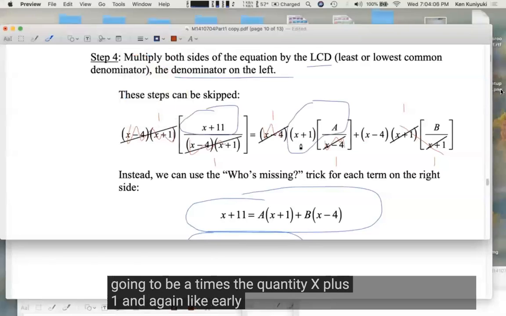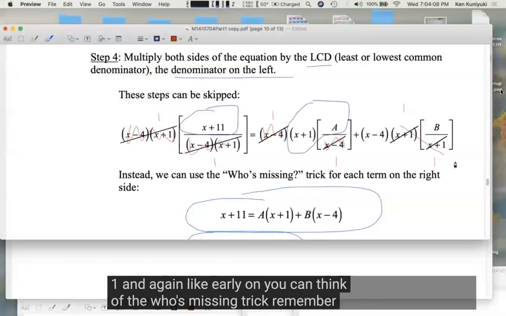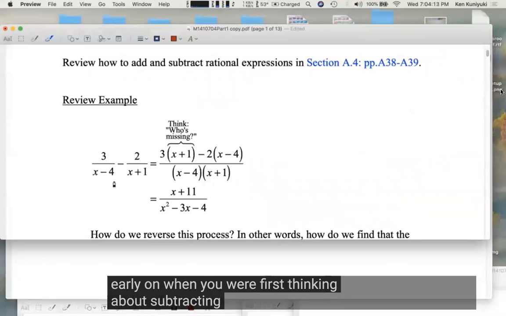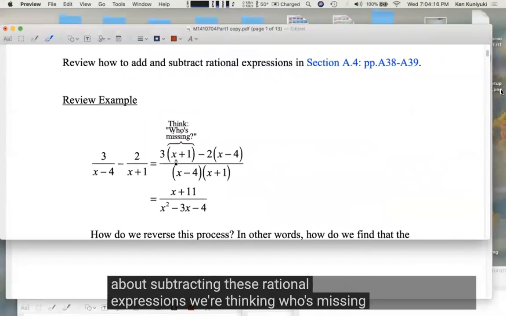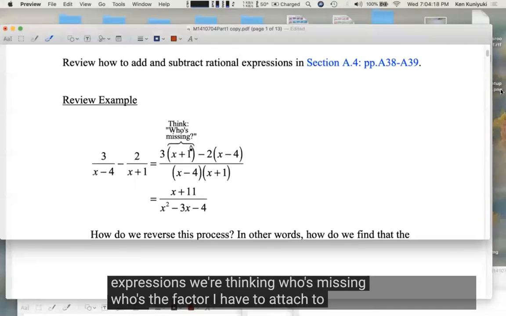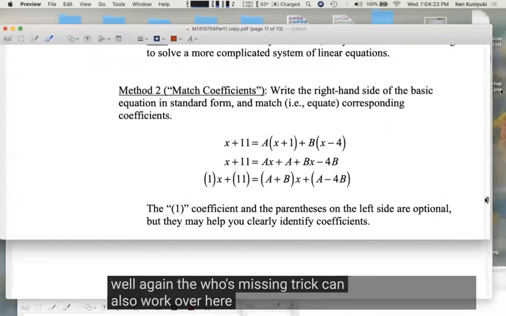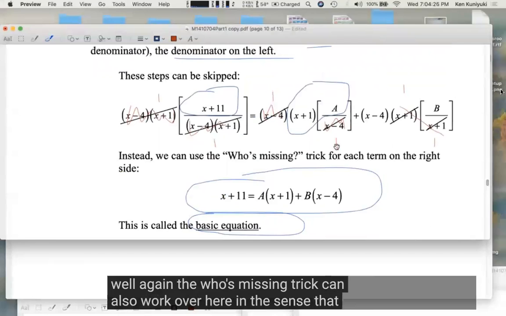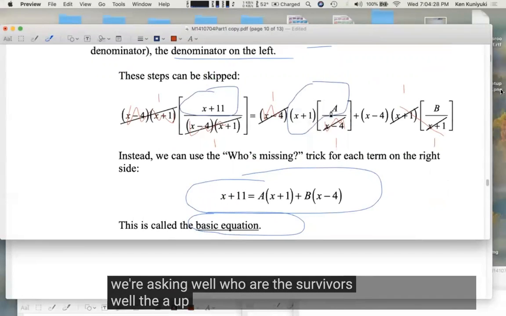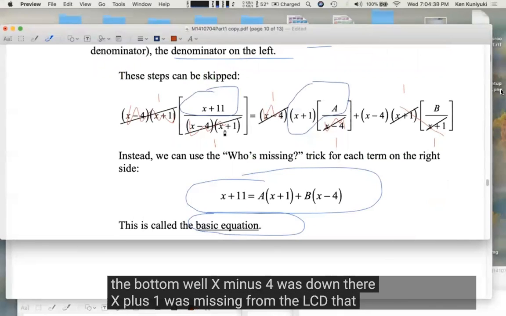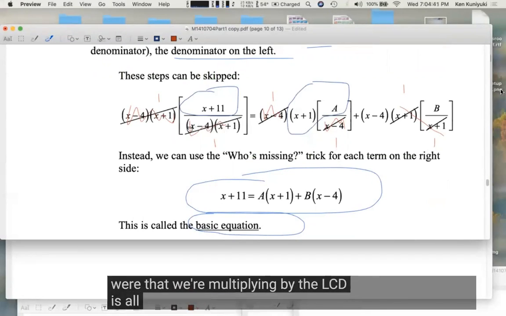And again, like early on, you can think of the who's missing trick. Remember early on, when we were first thinking about subtracting these rational expressions, we're thinking who's missing? Who's the factor I have to attach to these numerators? Well, again, the who's missing trick can also work over here, in the sense that we're asking, well, who are the survivors? Well, the a up here, and also the factors out here that are missing from the bottom. Well, x minus 4 was down there, x plus 1 was missing from the LCD that we're multiplying by. The LCD is all of this over here.